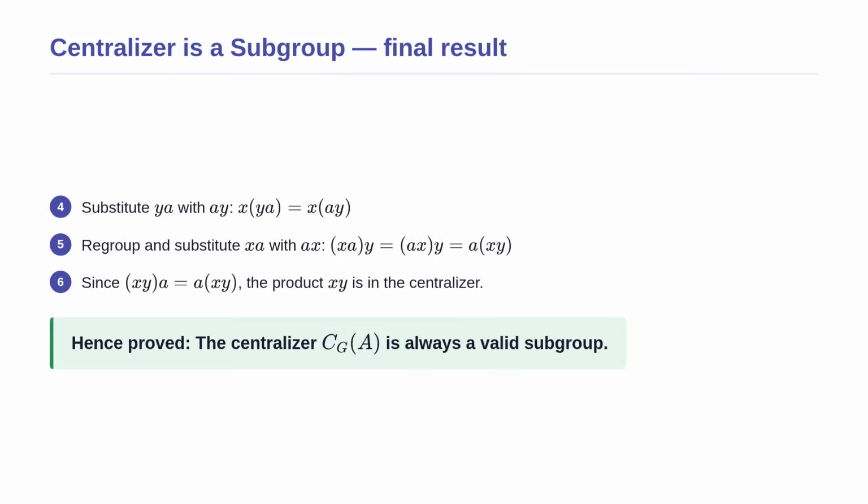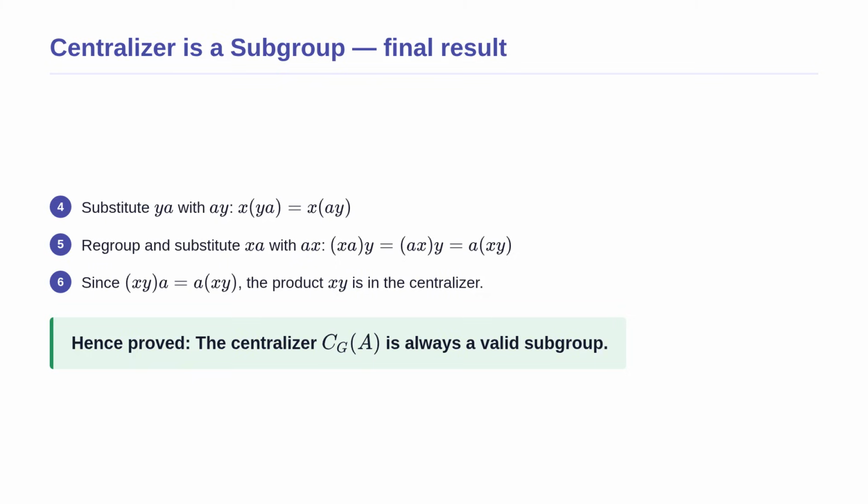Continuing our derivation, because y is in the centralizer, we know it commutes with A. Therefore, we can safely replace y times A with A times y inside the parentheses. Then we shift the parentheses again.